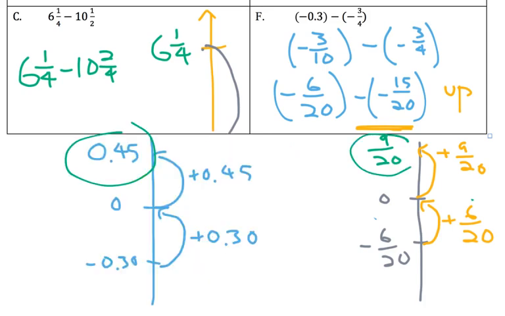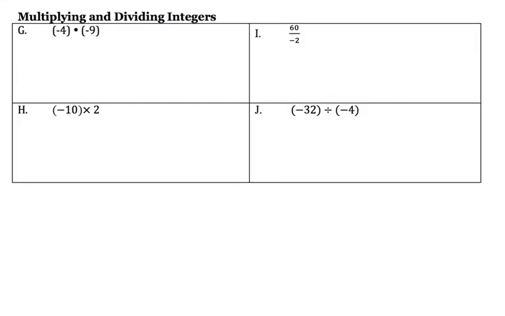9/20. And I realize more people probably did it in decimal form, so if you were going to do it in decimal form, this is what it should have looked like, and you would have ended up with an equivalent answer of 45/100, which is equivalent to 9/20.